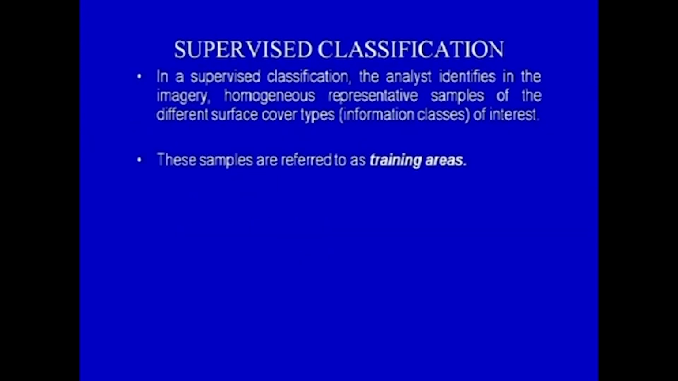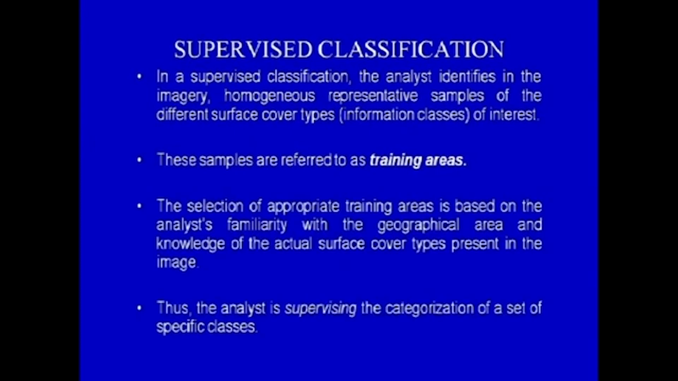In a supervised classification, the analyst defines or identifies in the image homogeneous representative samples of different surface cover types or information classes of interest. These samples are referred as training areas. The selection of appropriate training areas is based on the analyst's familiarity with the geographical area and the knowledge of the actual surface cover types present in the image. Thus, the analyst is supervising the categorization of a set of specific classes.